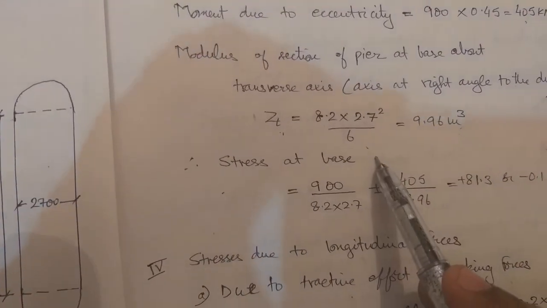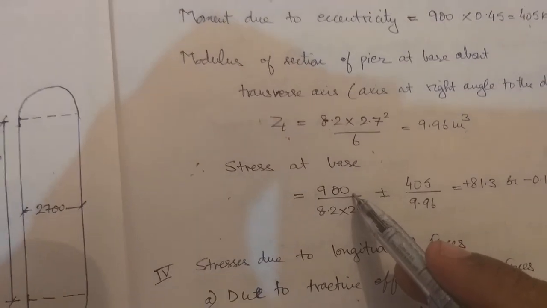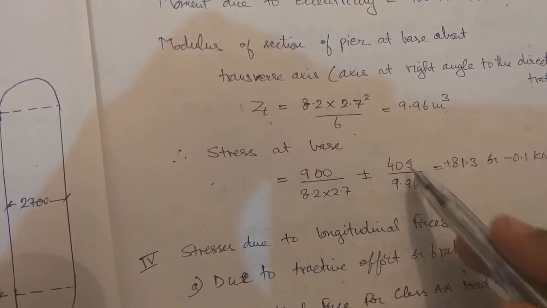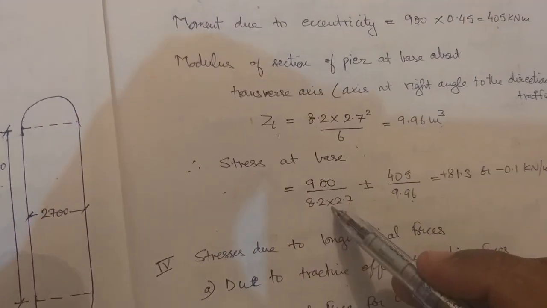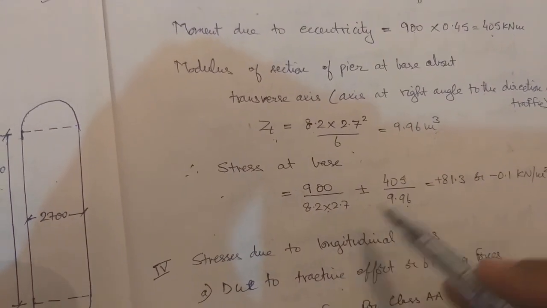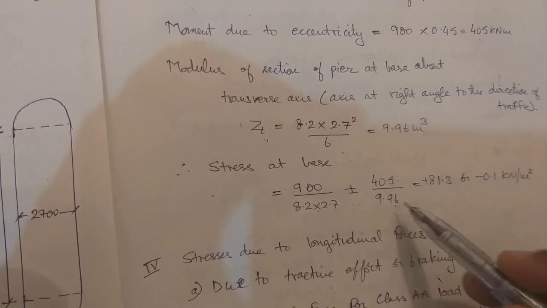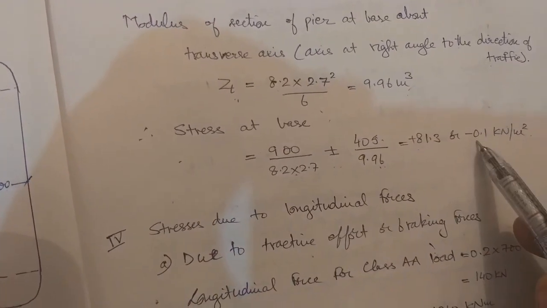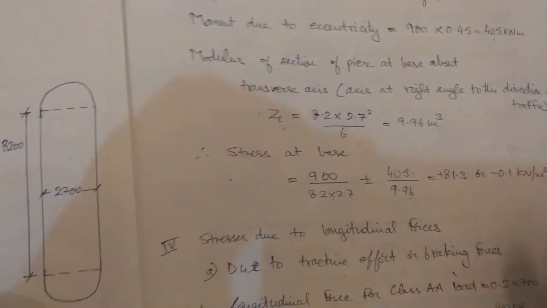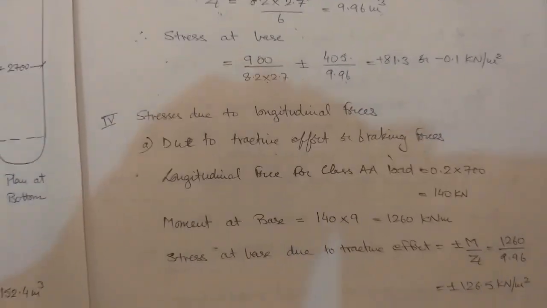Then the stress at the base is what? It is P by A plus minus M by Z. P is the load, the live load, and A is again the surface area, 8.2 into 2.7, plus minus M by Z. This gives me two stresses, 81.3 and minus 0.1 kilonewton per meter square. So you can keep this. Later on we will tabulate all these forces.